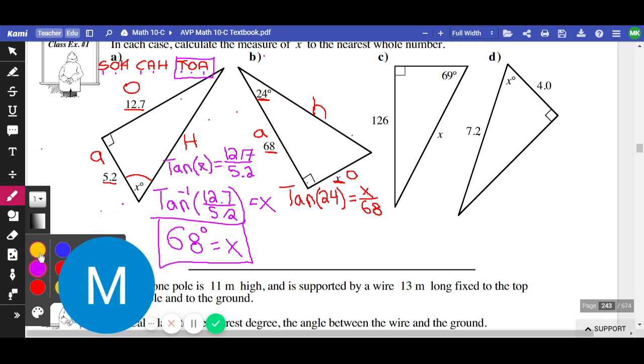So we times 68. In our calculator, we go 68 times tan of 24. I can do that one decently quickly. Times 68, and I get 30.27. That would round to 30 equals x.